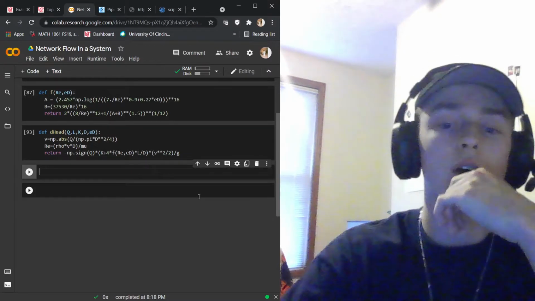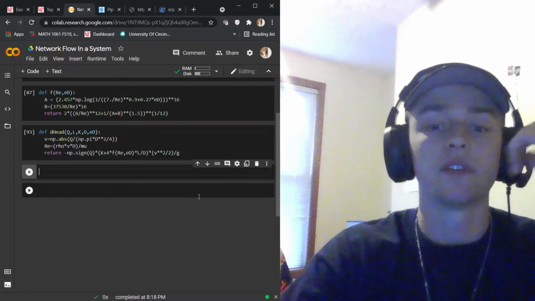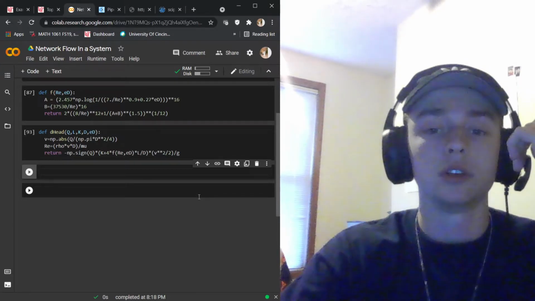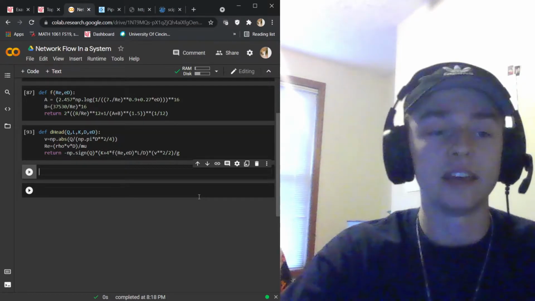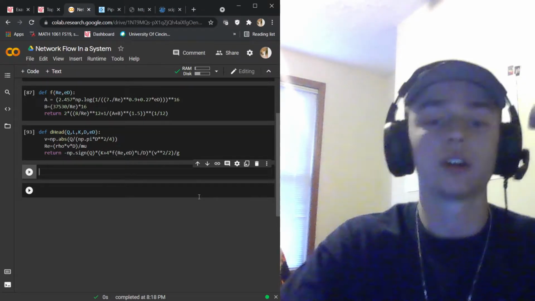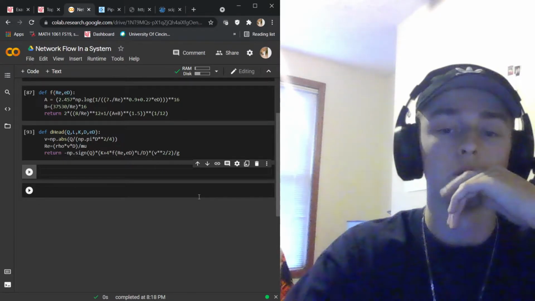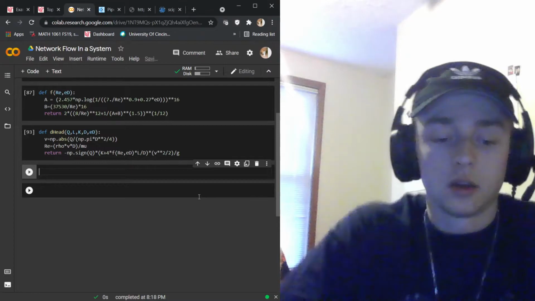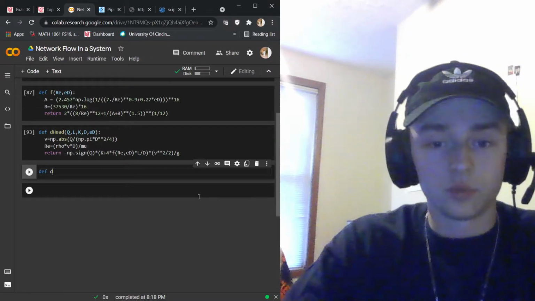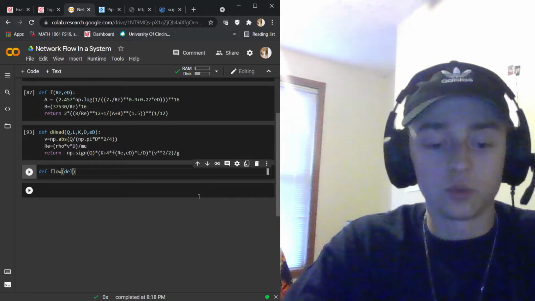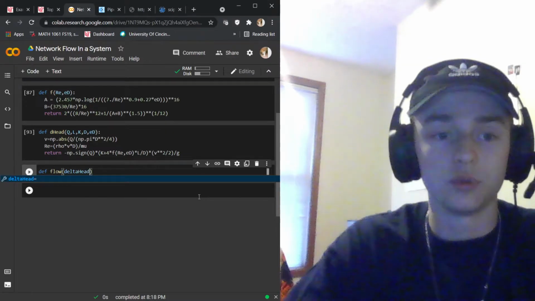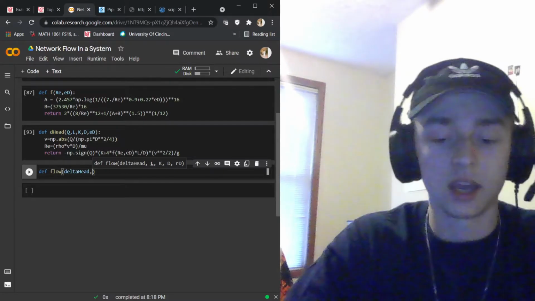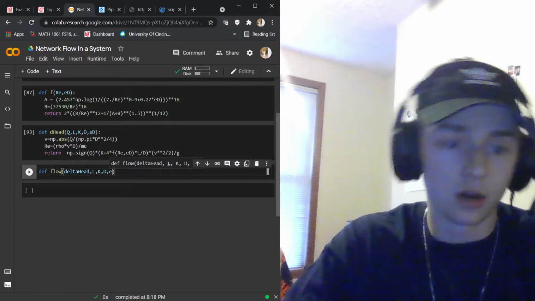Let's delete that. And so now we're going to define the flow in our system using a given delta head. And so we'll say define flow, and we're going to use actual spelled out delta head because we don't want to use this delta head. And that's dependent on delta head, length, K, diameter, and our relative roughness in our pipe.